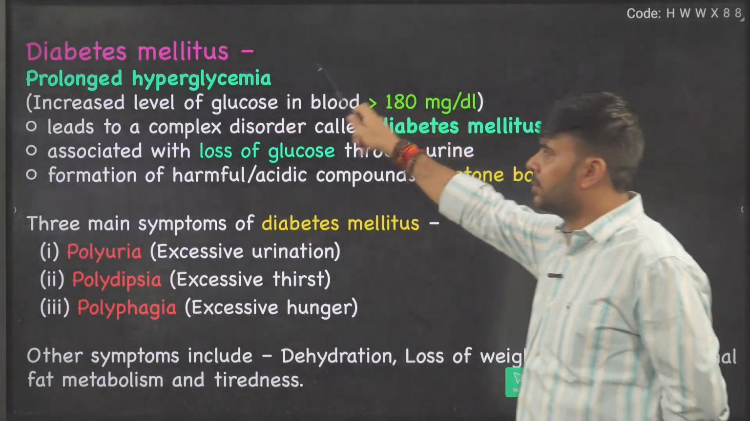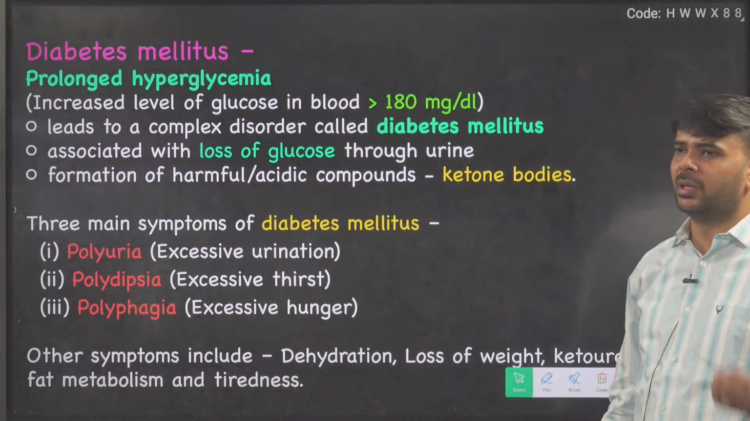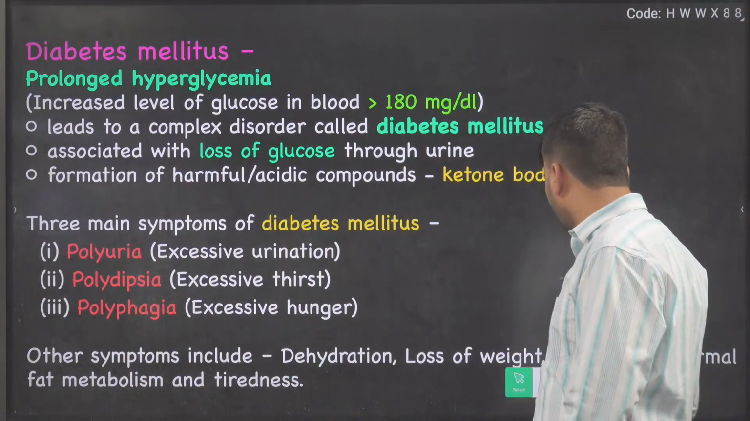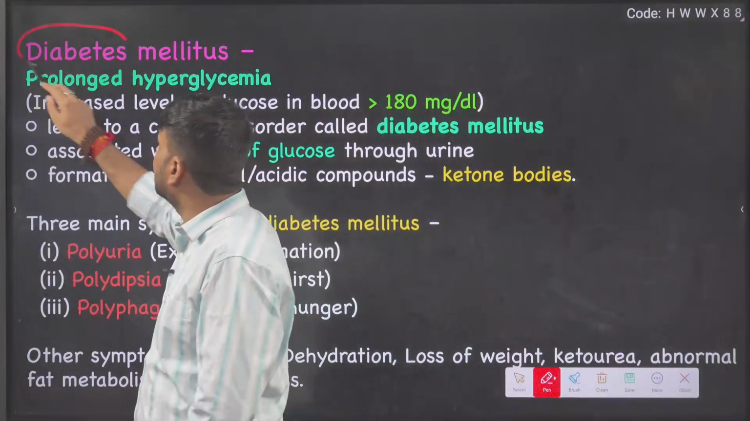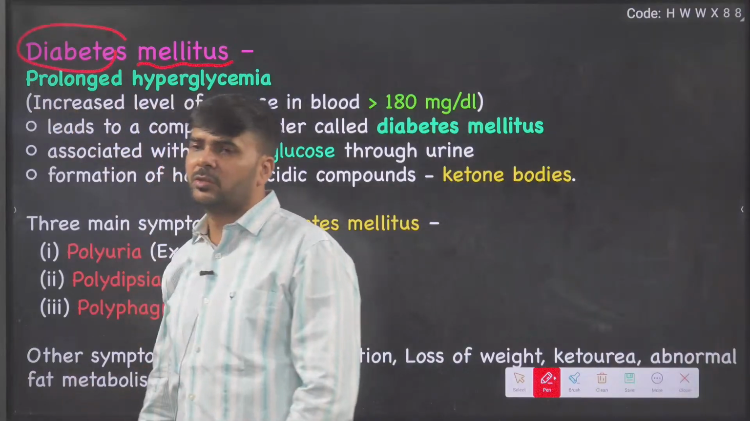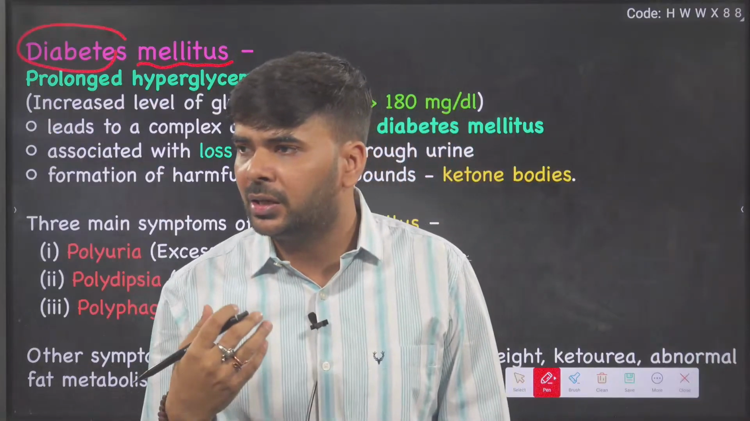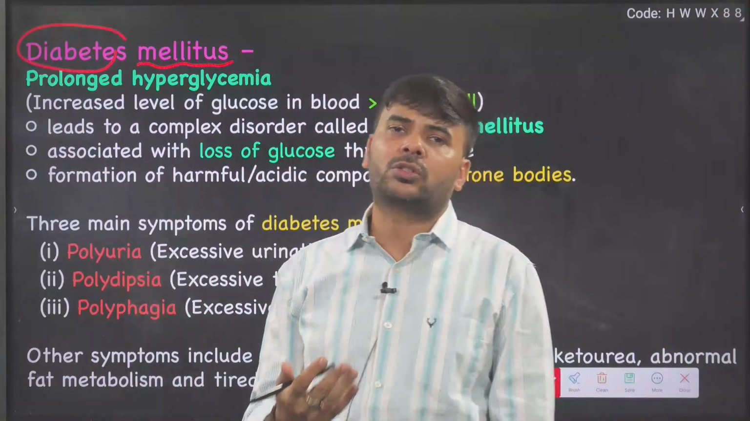Okay, diabetes mellitus. What is diabetes? Five minutes of discussion are required here, everyone. Diabetes, two words here: diabetes mellitus. Diabetes means flow, and mellitus means sweet. If there is sugar loss in urine, it is called diabetes mellitus.